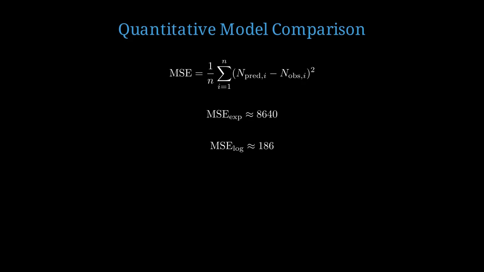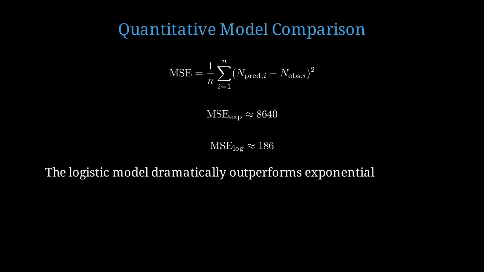Let's quantify the model performance using mean squared error on the test set from 1900 to 1990. Mean squared error equals 1 over n times the sum of the squared differences between predicted and observed populations. The exponential model has a mean squared error of approximately 8,640 on the test set, with units of millions squared. The logistic model has a mean squared error of only 186, which is over 46 times smaller than the exponential model. The logistic model reduces prediction error by more than 98%. This is a dramatic improvement that cannot be dismissed as statistical noise.